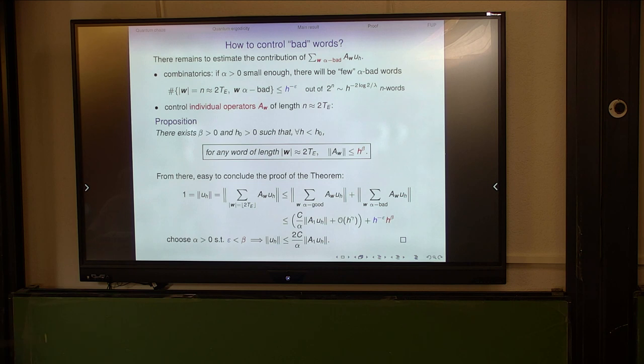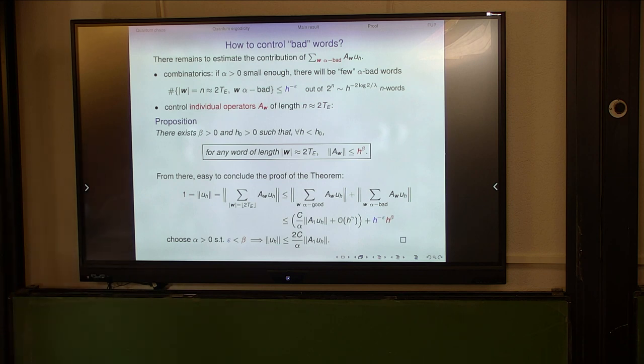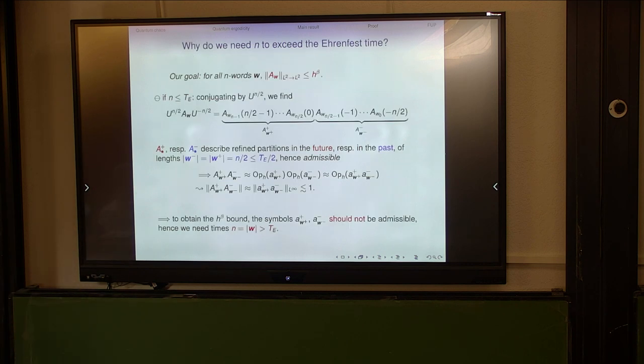Okay, so what remains is to prove this inequality. Okay. And this was the hardcore part of the proof in the paper by Jin and Dyatlov, the most original part. So how did they prove this? Well, first of all, let me justify why we need to go beyond the Ehrenfest time. This estimate cannot be true if we are before the Ehrenfest time. If n is smaller than the Ehrenfest time, this cannot hold. Okay, this estimate cannot be true.